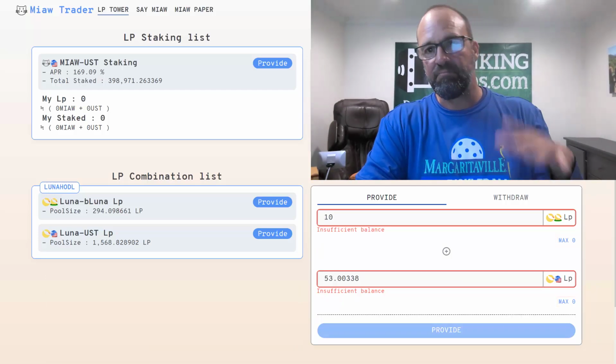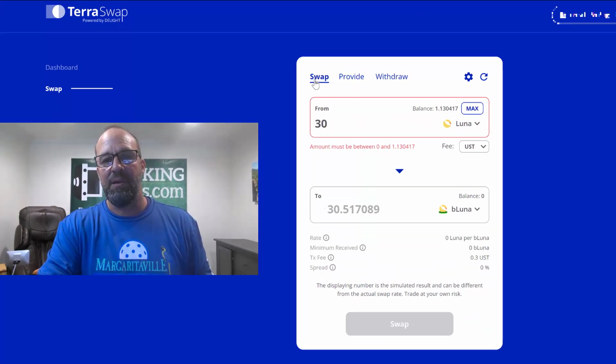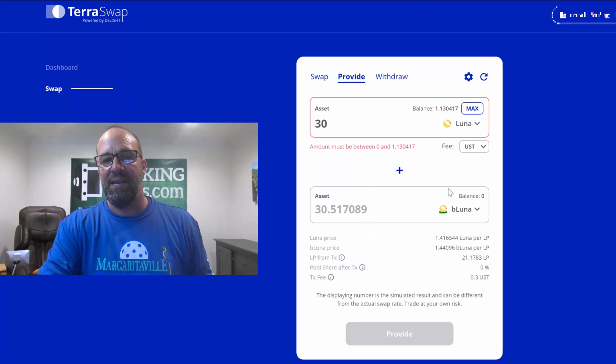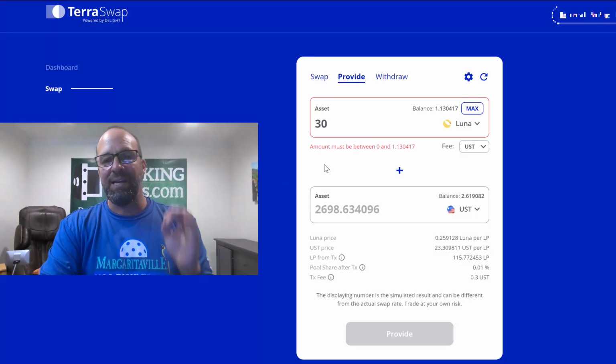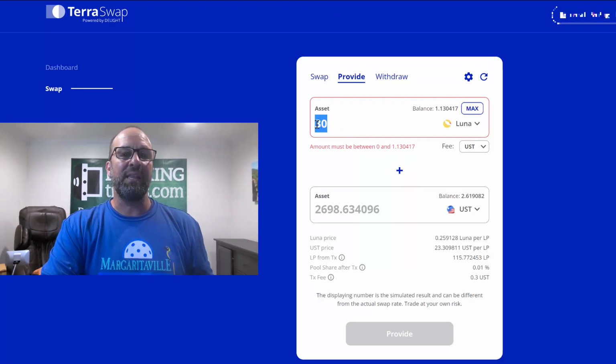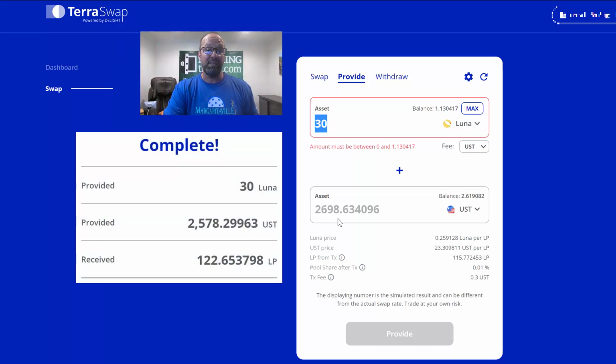You can see I don't have any to provide now, and just to show you all how to do it, what you do is you go to Terraswap, and you don't start with swap. You actually start with provide, and let's just start with the UST part. I actually wanted to equalize the number of Luna so I could keep track of it. So I provided 30 Luna for the Luna UST pool total, and that equals 2698 of UST. Not too far off from where it was when I did it. I think it was about 2578, because Luna's, both times they were in the 80s.